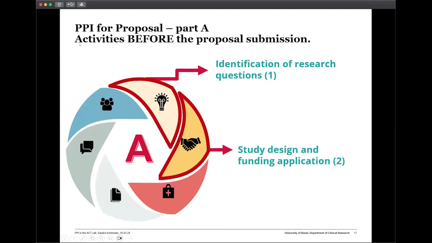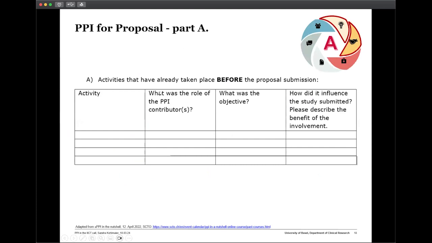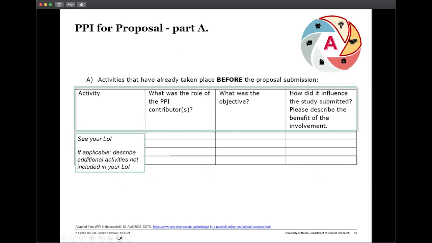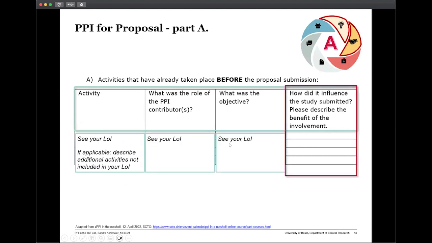You just describe what you have done already. And this is actually the same as for the letter of intent. The only thing which is additional is that you have to describe how these PPI activities that you have done have actually influenced your study. This should be described: what kind of benefits have been generated by this involvement? So, the effect of the PPI activities that you have done in the planning phase.